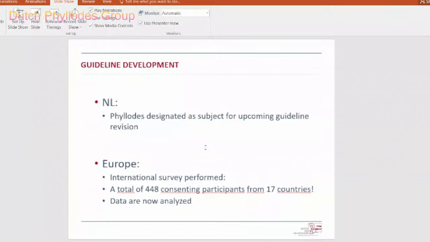And in Europe, we work with a consortium of people interested in this specific disease. There was just a very large international survey in which almost 450 patients and physicians from 17 countries participated. So that was a very high participation grade, and we are now busy analyzing the results.